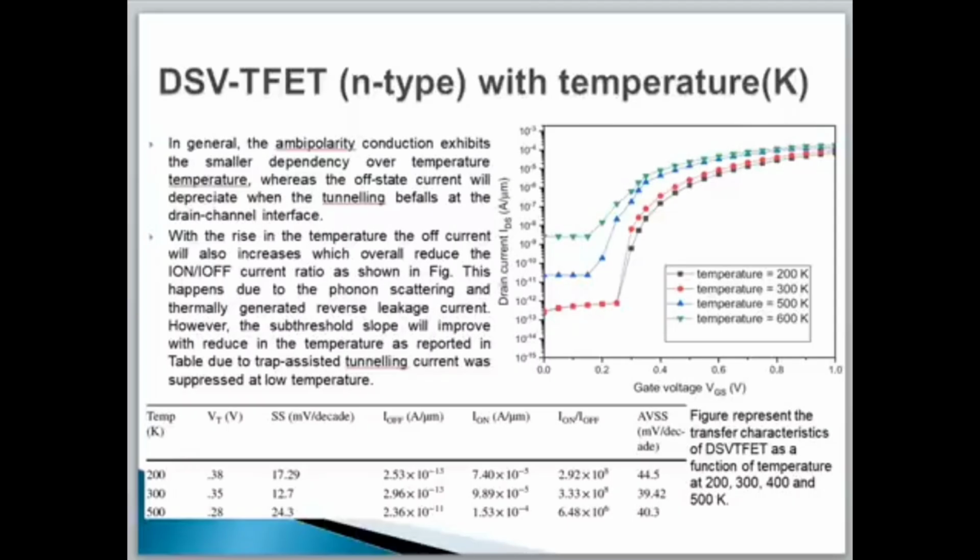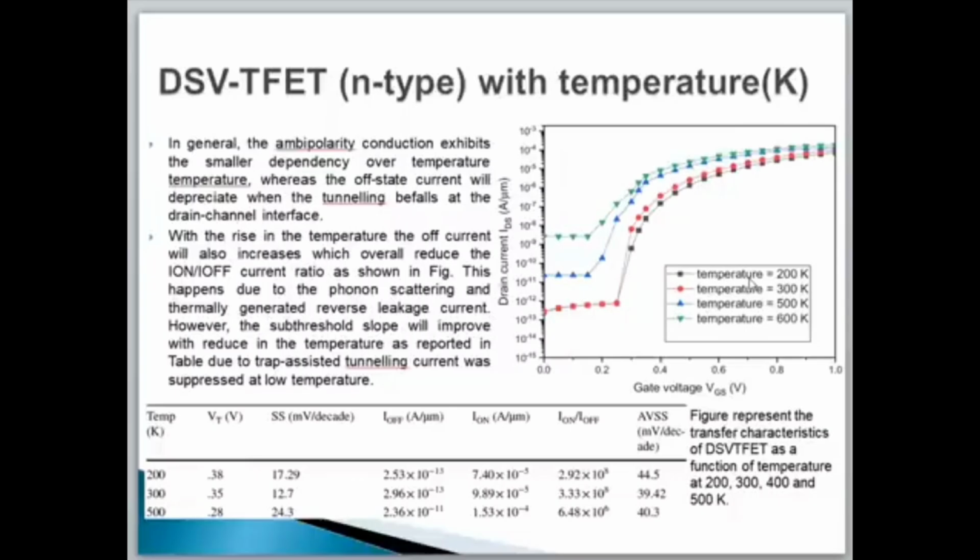The ambipolar current of dual source vertical TFET is very less, so we did not include the gate voltage in the negative direction. With the rise in the temperature, the off current will also increase, which overall reduces the ION-IOFF current ratio as shown in the figure. This happens due to the phonon scattering and thermally generated reverse leakage current. Simply, if you are increasing the temperature, this will increase the phonon scattering in the device. This will generate more reverse leakage current in the device.